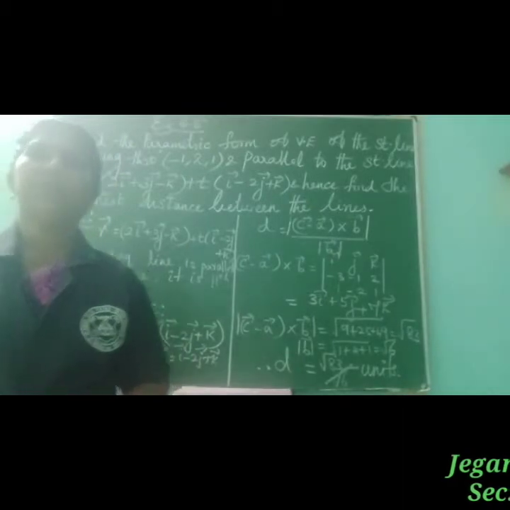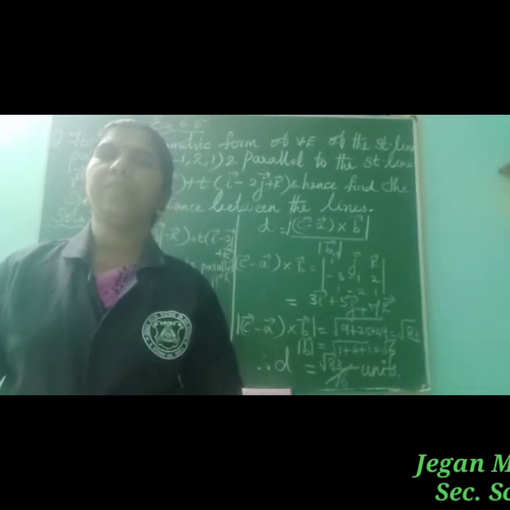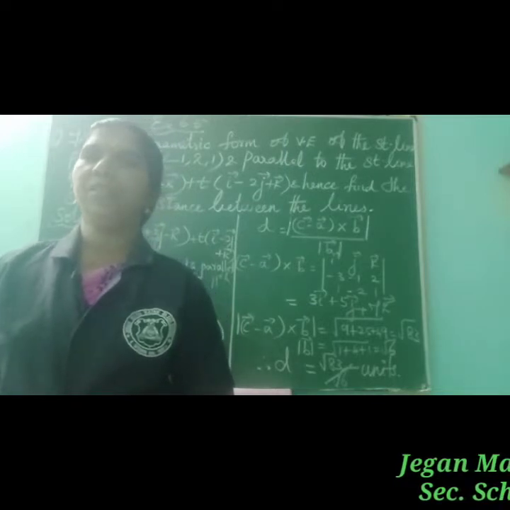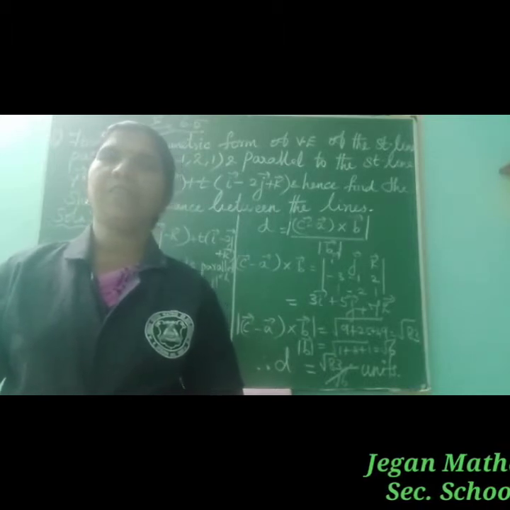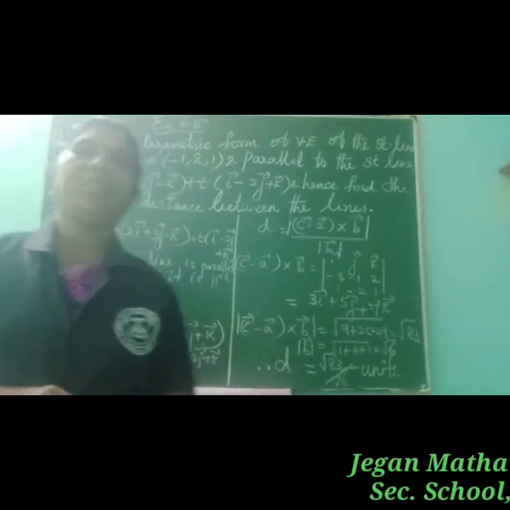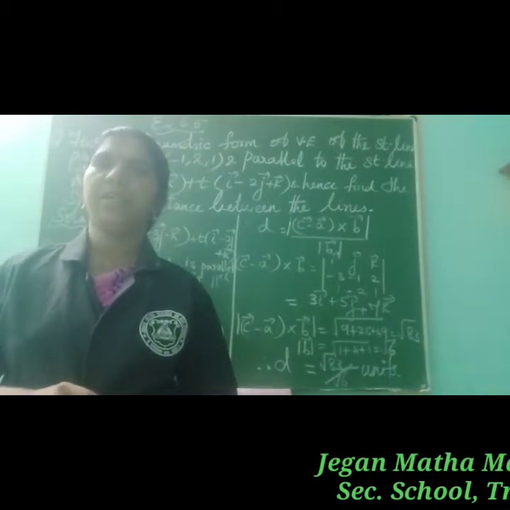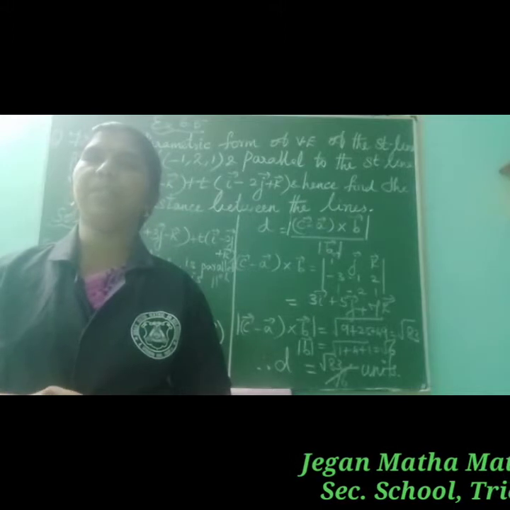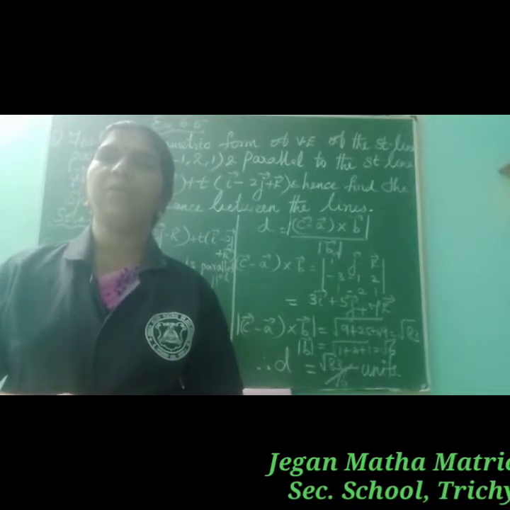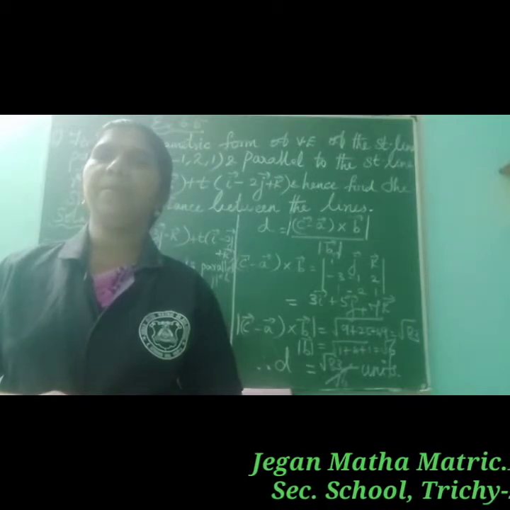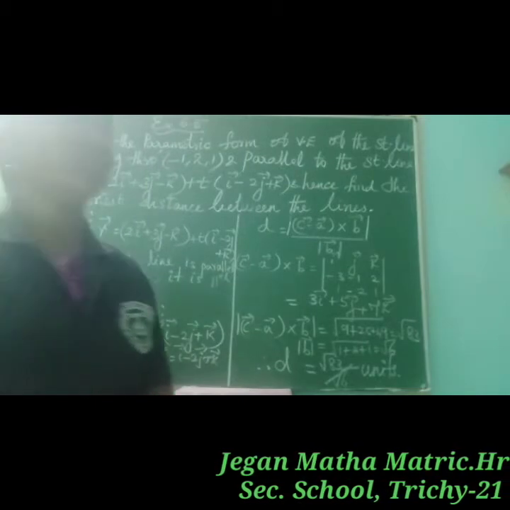Hi students. Now I am going to take 12th standard maths, Chapter 6, application of vector algebra. Exercise number 6.5. Last class we discussed how to find out whether the given lines are intersecting lines, and how to find the distance between the skew lines. Today we are going to study the distance between the parallel lines. So, let us solve the sum based on this.